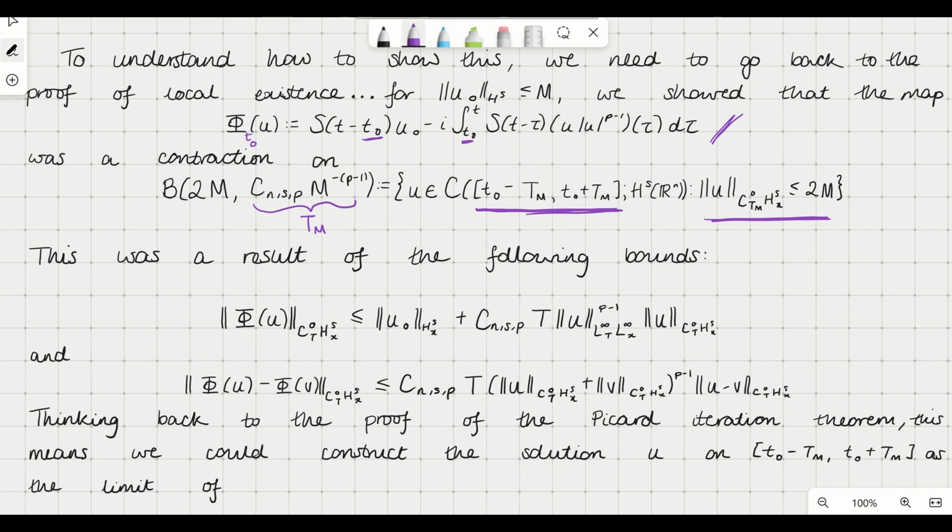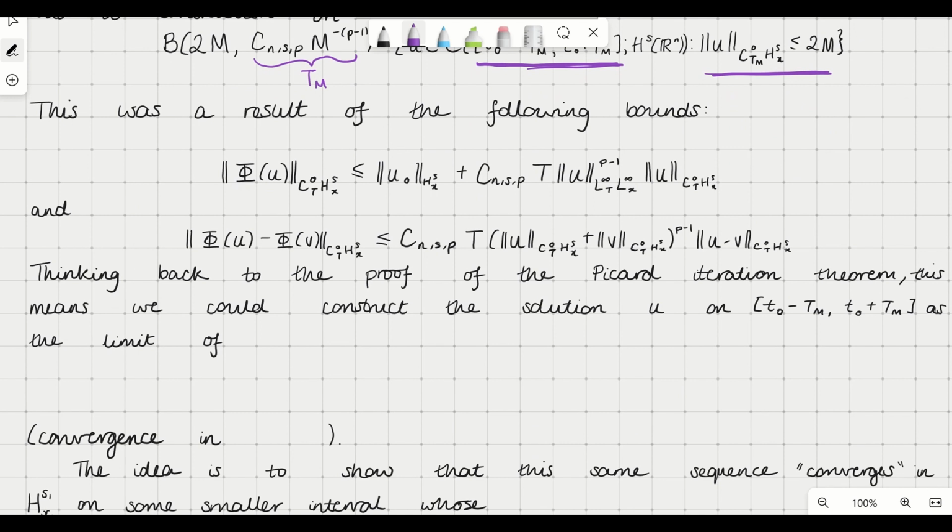How did we prove that this map was a contraction on this ball? Well, we showed the following bounds. We showed the norm of phi of u on C0T HS was bounded by the norm of the data plus some constant, again depending on fixed parameters, times the variable t, times the norm of u in L infinity of time and space to the power of p minus 1 times the norm of u in C0T HSX.